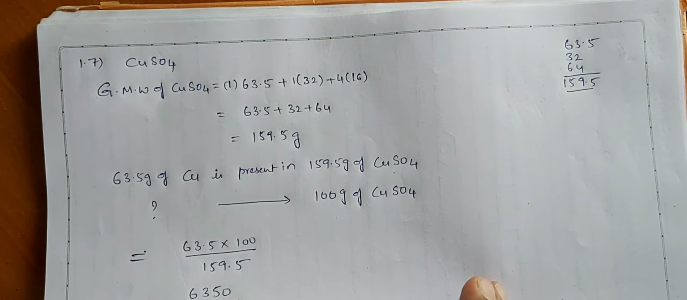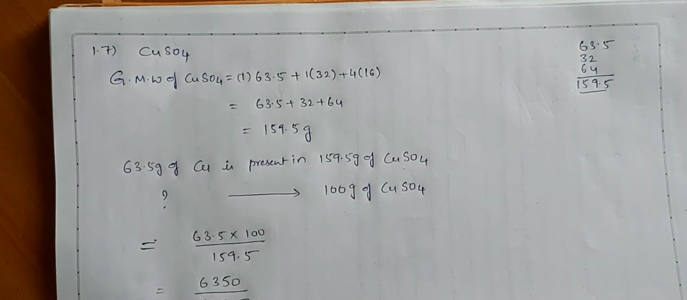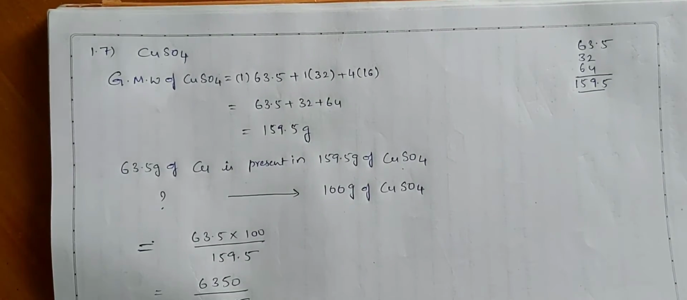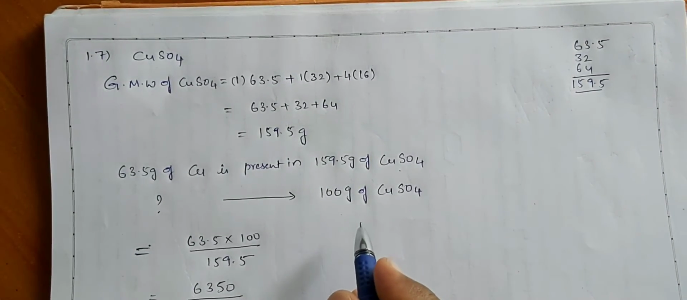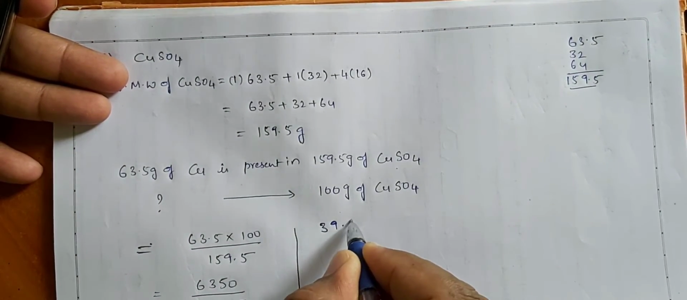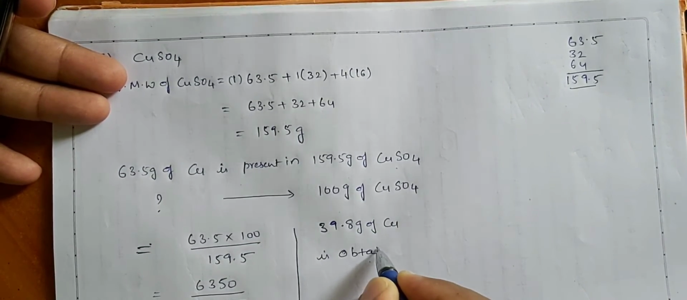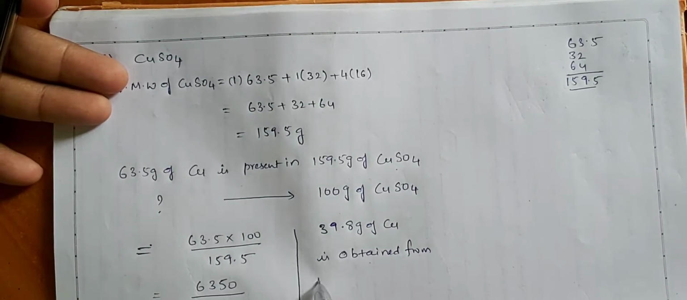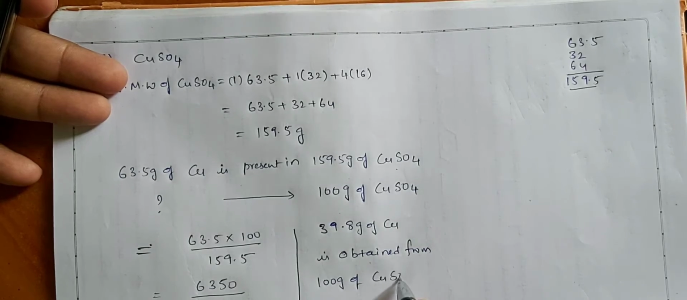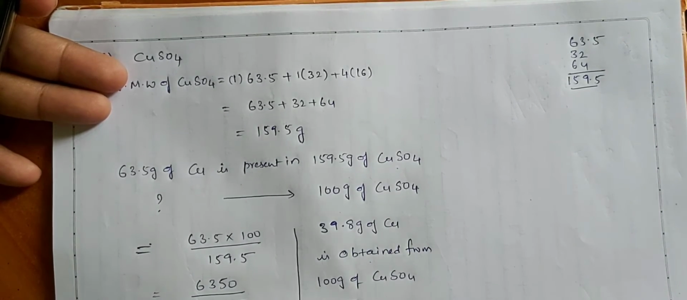Let us see this calculation. 6350 divided by 159.5 is 39.8 grams of copper present in 100 grams of copper sulfate. So our final answer is 39.8 grams of copper is obtained from 100 grams of copper sulfate, which is nothing but 39.8% of copper is present in CuSO4.